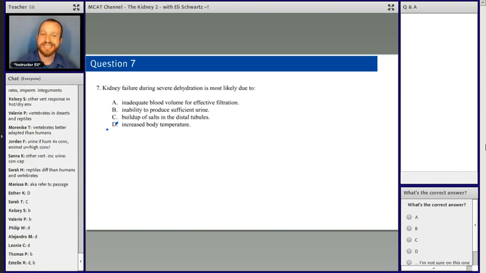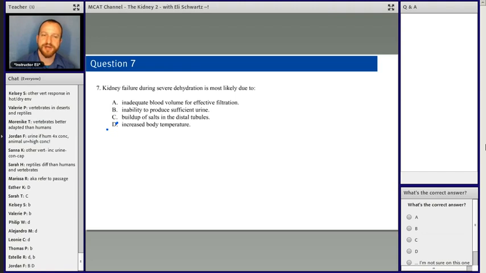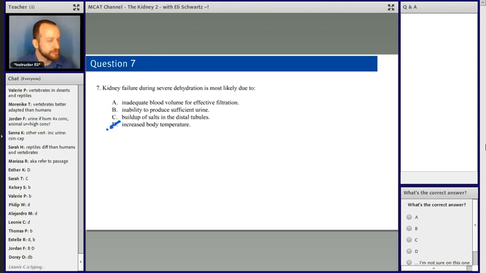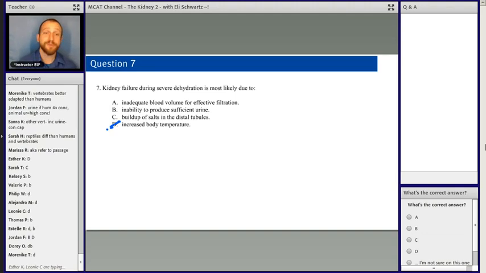D. Increased body temperature. Increased body temperature sounds like we're talking about thermoregulation, not necessarily kidneys specifically. And remember, if it's due to something, does temperature change or body change generally cause immediate kidney failure? That should stand out as probably an unlikely link, and certainly not one we saw in the passage. Okay, so we can get rid of D.